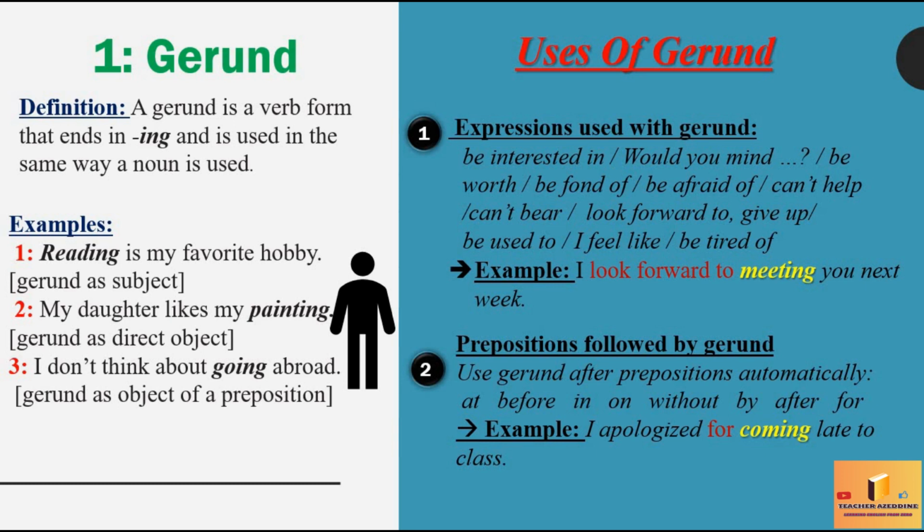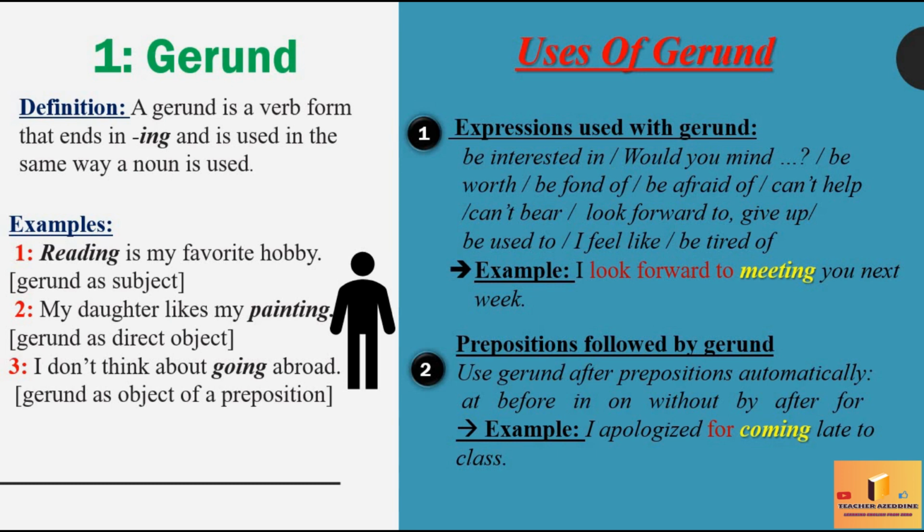A gerund is a verb form that ends in ing and is used in the same way a noun is used. Here are some examples. Reading is my favorite hobby. Reading is the gerund in the sentence, and it is used as a subject of the sentence.